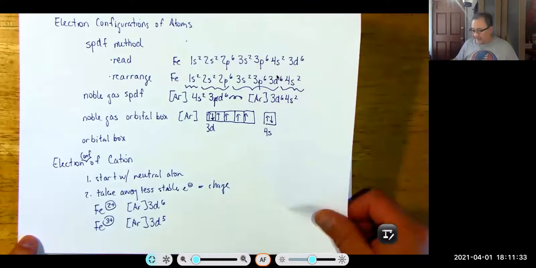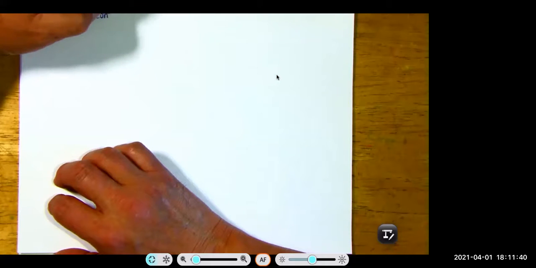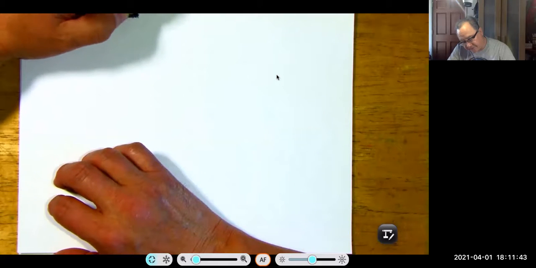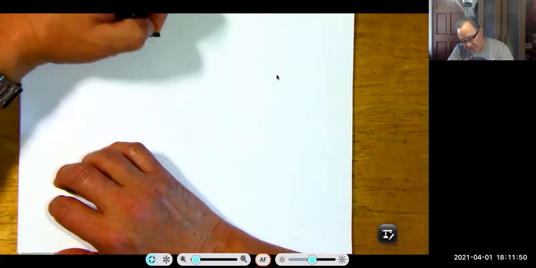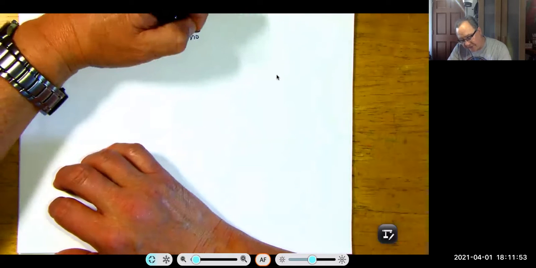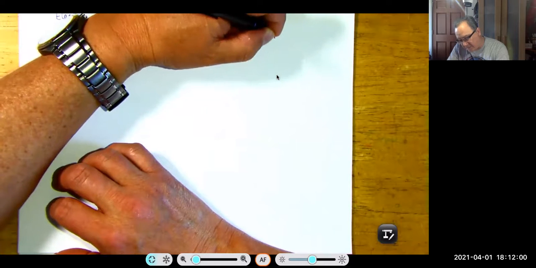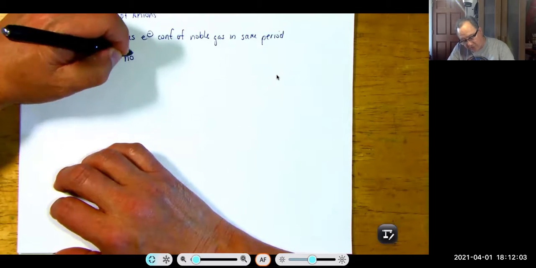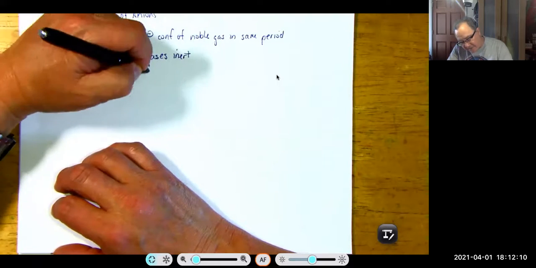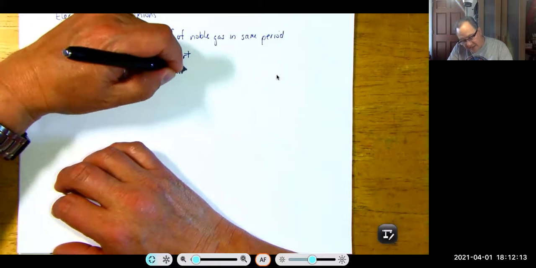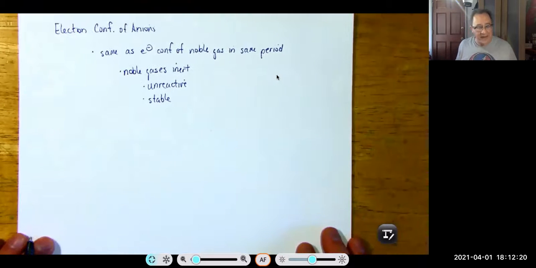Okay. And then lastly, the electron configuration, just so that we finish it all, of anions. It's going to be the same as the electron configuration of the noble gas in the same period. And there's a reason behind that. The reason behind that is noble gases are inert. And that means they are unreactive. And another way to say unreactive is that they are stable. So there's something special about the electron configuration of a noble gas.